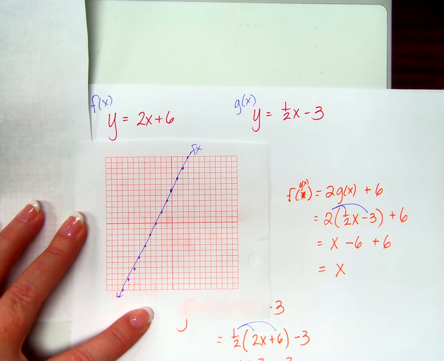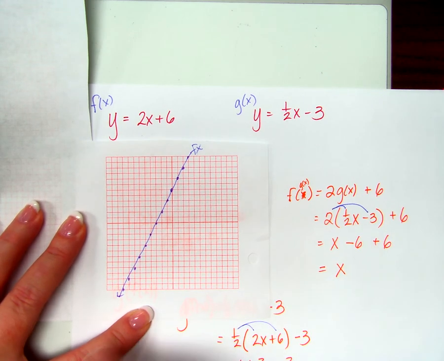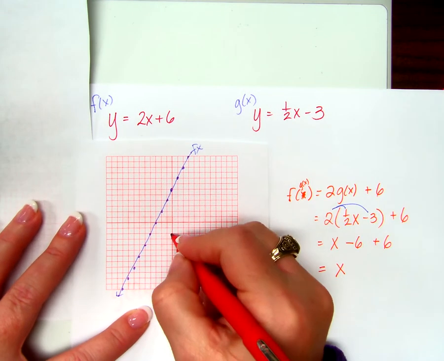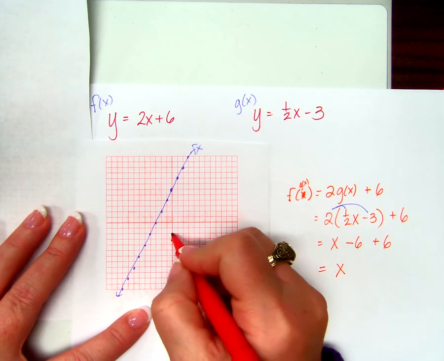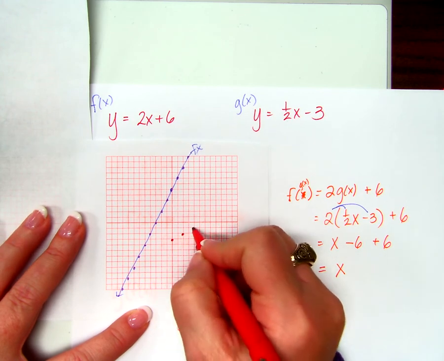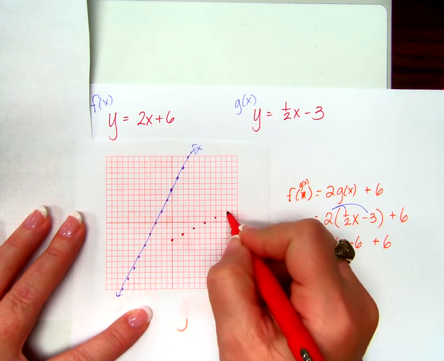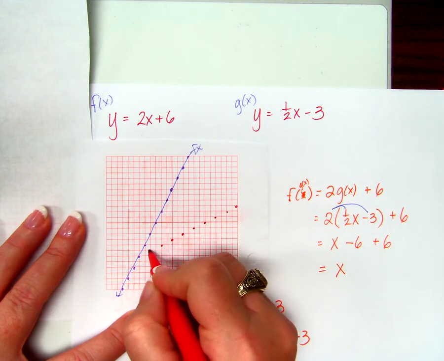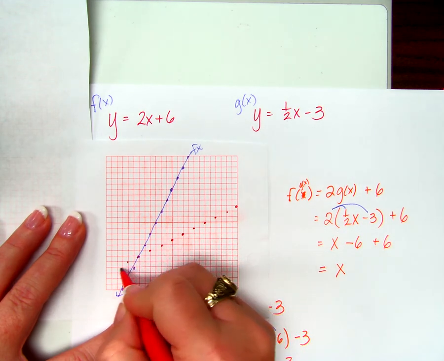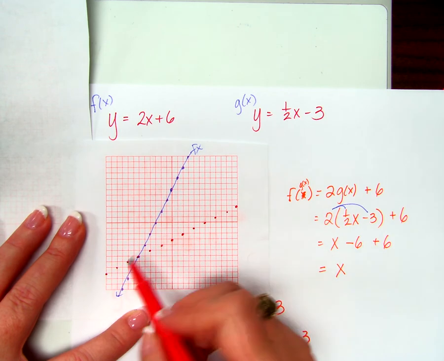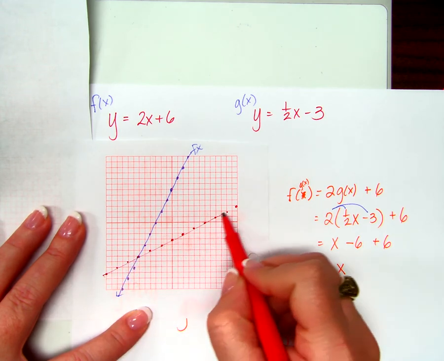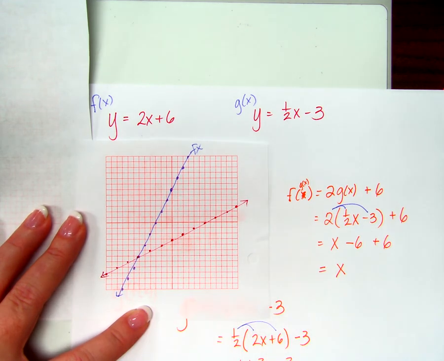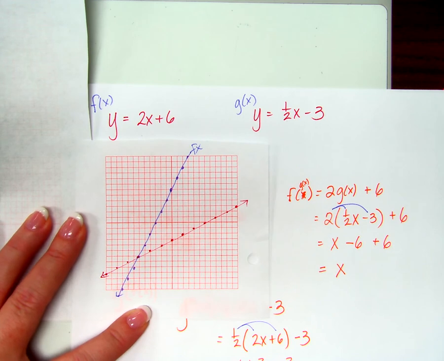I'm going to graph g of x in red. I'm going to go down 3: 1, 2, 3. I'm going to rise 1, run 2. All the way to the edge. I'm going to fall 1 and run backwards 2. I want you to notice that in this particular case, these two functions meet.